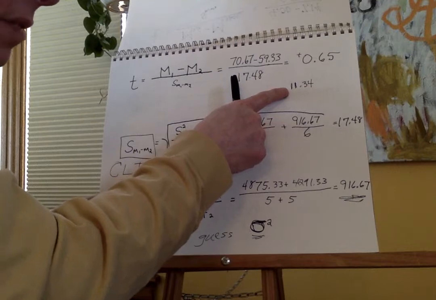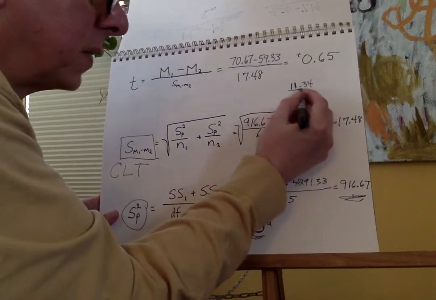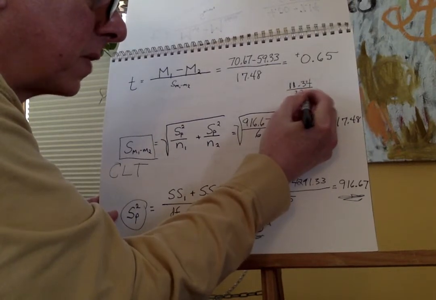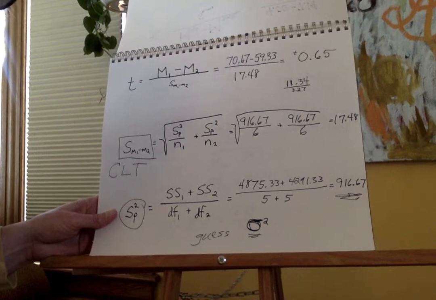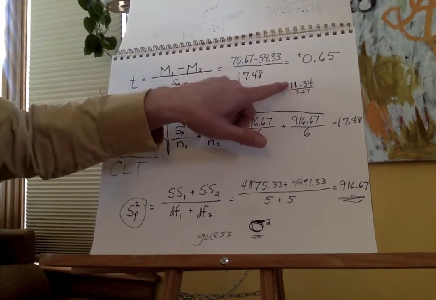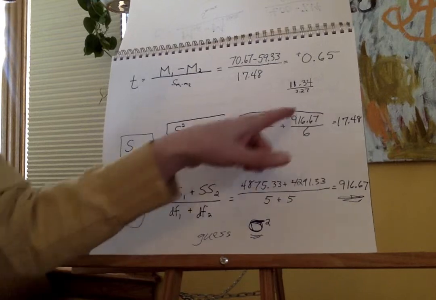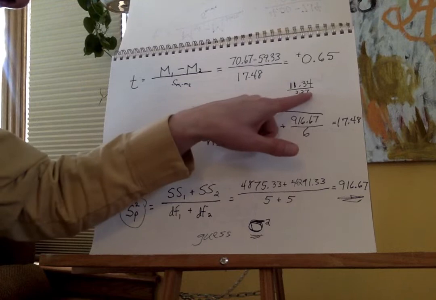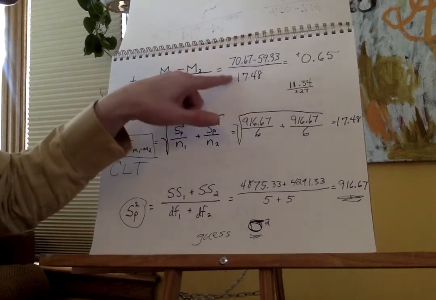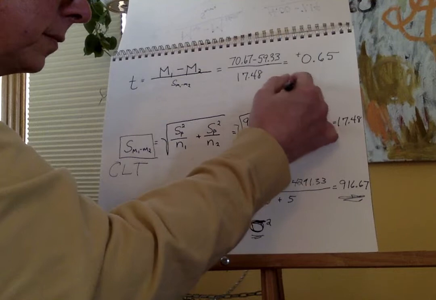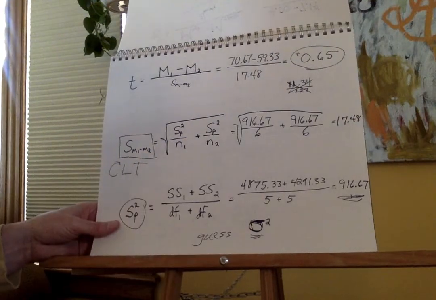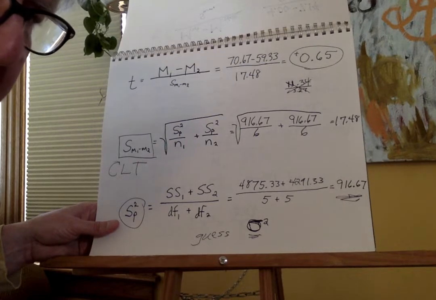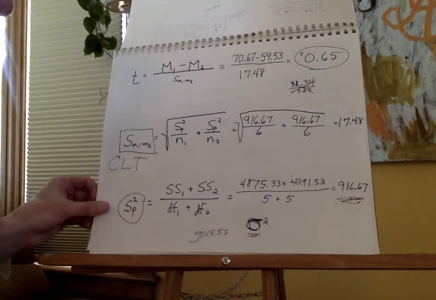But 11.34 could be significant if the bottom was, let's say, 3.27. I'm just making that up, okay? What I'm telling you here is 11.34 could be a huge difference if the variability was smaller. But in this case, we have lots of variability, and so we had an insignificant t-value. Everybody with me? Okay. It's the ratio.